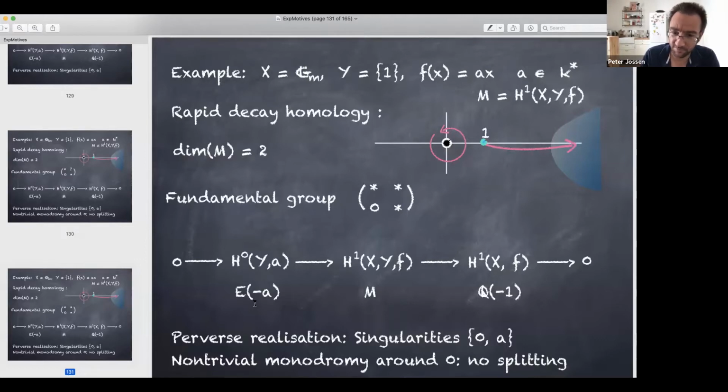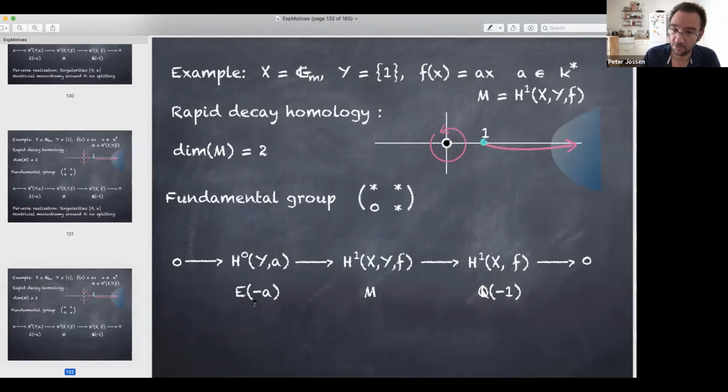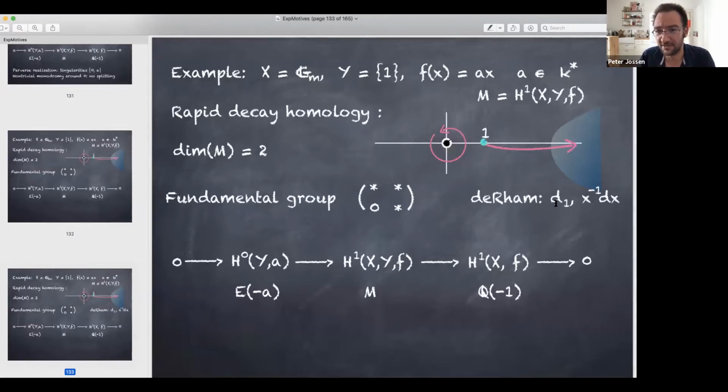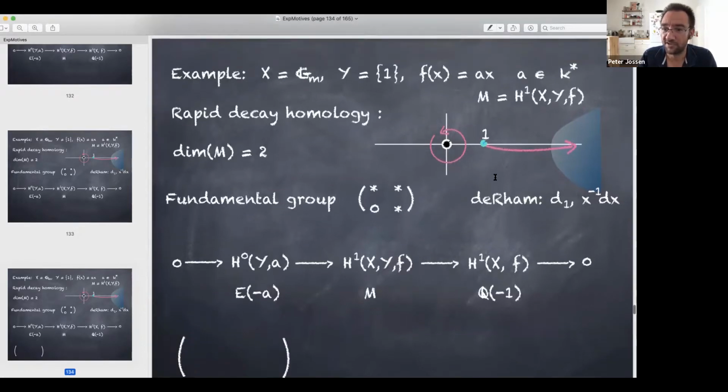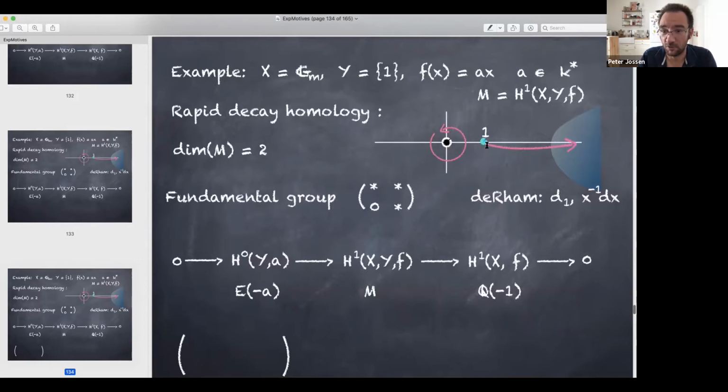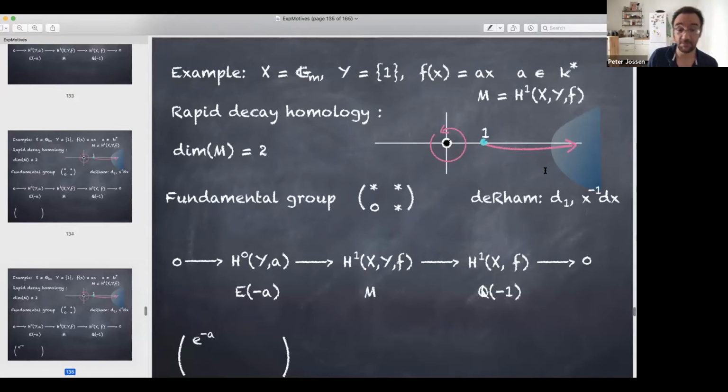Let's compute, since we are here, the periods of this motif as well. So a basis for the de Rham cohomology is the differential form 1 over x dx and delta 1. Here delta 1, for me, stands for the Dirac charge at 1. And let's integrate. First thing, I'm going to integrate delta 1 along the path from 1 to infinity. To integrate this Dirac charge means I'm just taking the value at 1. So I'm taking the value of e to the minus f at 1, which is e to the minus a. So my first period is e to the minus a.